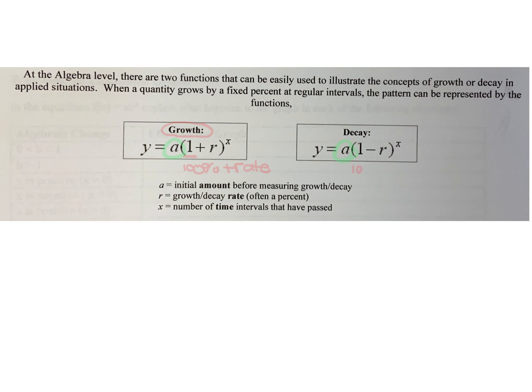In this case, I start with 100%, and if I'm minusing my rate, that means I don't have 100% anymore, which means I'm having less and less and less every time, which makes it a decay. So friendly reminders, A is my initial amount, R is my rate, and X is the number of time intervals that have gone by.